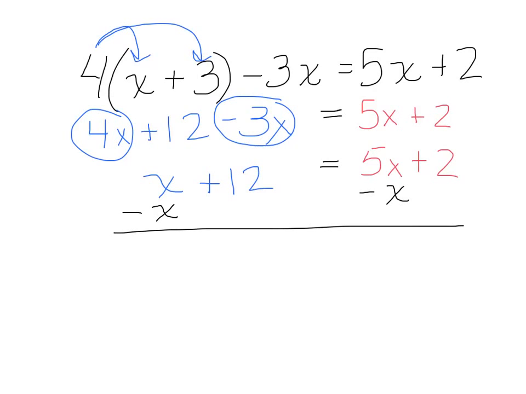Okay. And you'll notice I took the x from this side as opposed to subtracting 5x from this side. It doesn't matter which way I move the variables. I could have chosen to subtract 5x from both sides. The reason why I chose to subtract x from the left side is because I know 5x minus x will leave me with a positive 4x, which is just a little bit easier to work with.